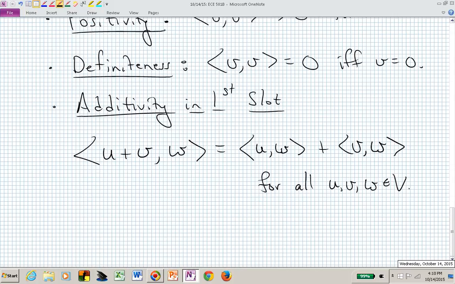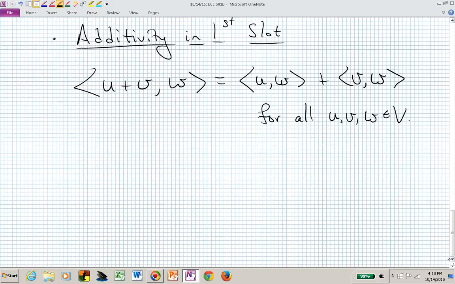So we can now separate that inner product. If we can identify that there's a sum in the first slot, we can pull that sum apart and create two separate inner products, and that's additivity in the first slot. Not only do we want additivity in the first slot, we also want homogeneity in the first slot.